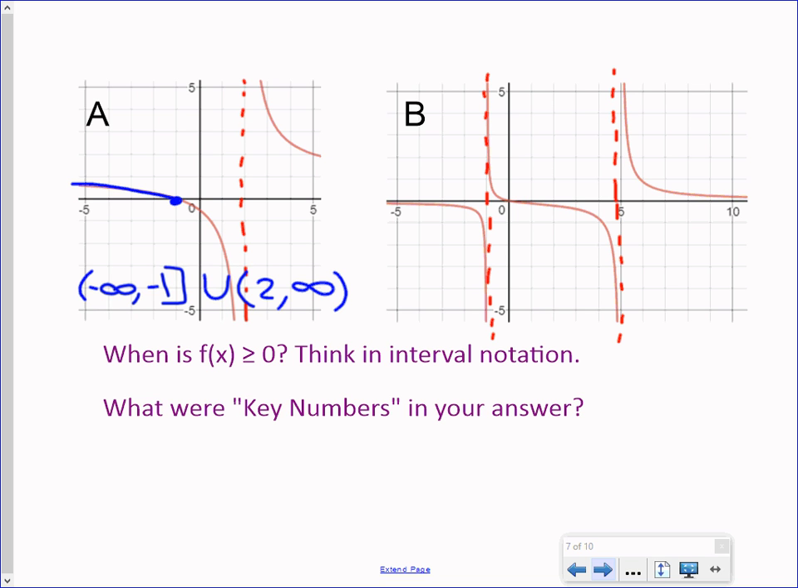Where did you start? Parentheses, -1, comma 0, bracket. Okay, so don't include the vertical asymptote at -1, but everything after it up until your first x-intercept, which is 0. Okay, and then 5 to infinity. So what numbers ended up being our key numbers here? Asymptote, vertical, and x-intercepts. Do we really care about the horizontal asymptote at all? No, it's not going to change the sign of my function.